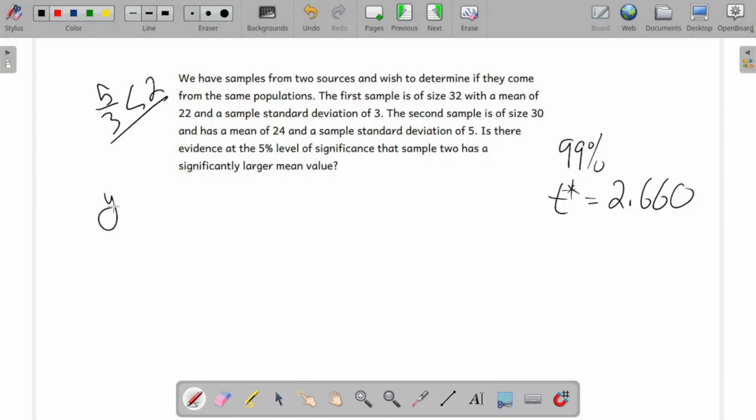So we want the difference. So let's go with y bar 2 minus y bar 1. And this is my own personal style. I like to avoid negative numbers. Now we have a critical number.